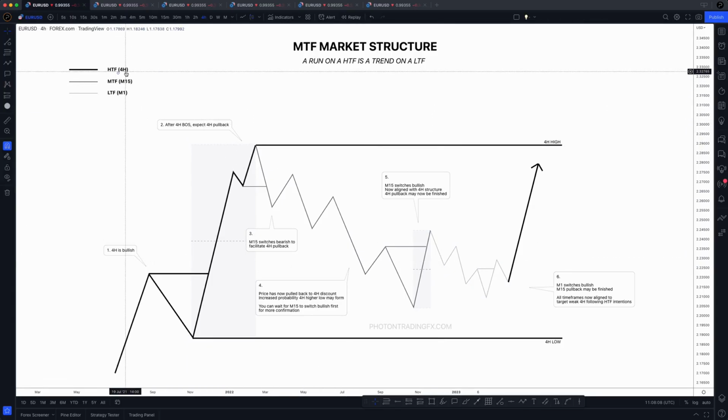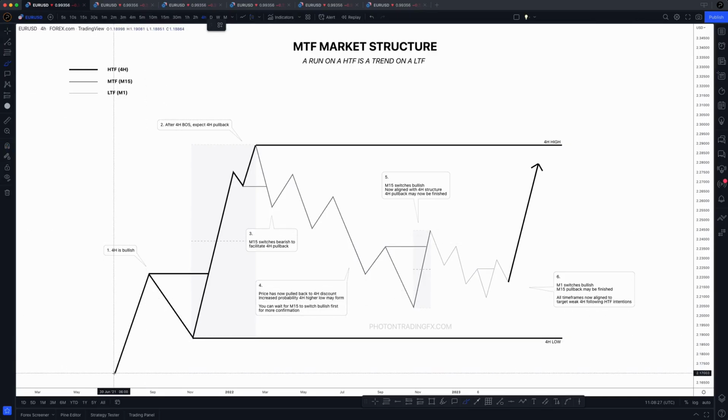You can insert any time frames you want here. You could use the daily as your higher time frame, the 4-hour chart as your medium time frame, and M15 as your lower time frame. It does not matter, because the market is fractal and it all does the same thing. So let's talk about the 4-hour, the M15, and the M1, just because at the time of the recording, that is the main way in which I trade, so it's easier to talk through.